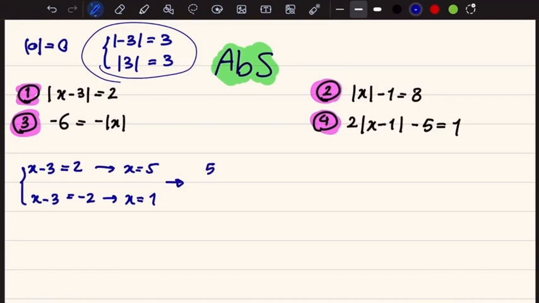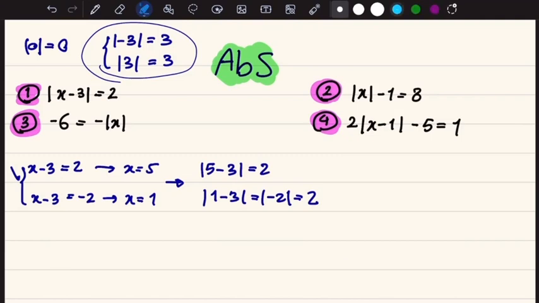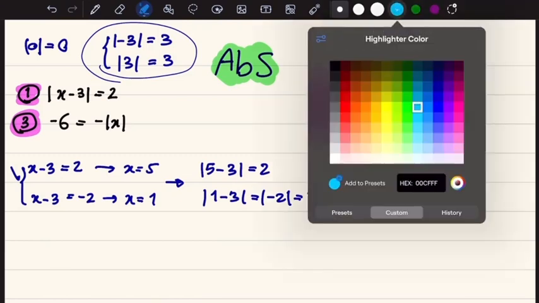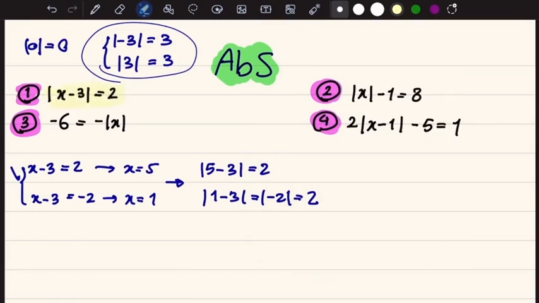In order to make sure that these two answers are correct, we're just gonna try them in the equation. So 5 minus 3 absolute value is equal to 2, and if we try the second one, it is 1 minus 3, which is -2, and the absolute value is equal to 2. So this is done. Equation 1 is solved. So maybe I can use this color to say that okay, this is done. So let's go to the second equation.